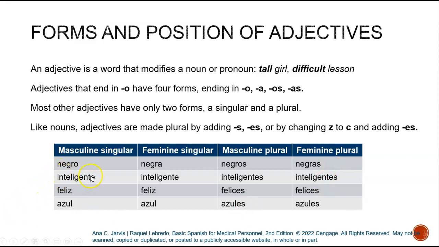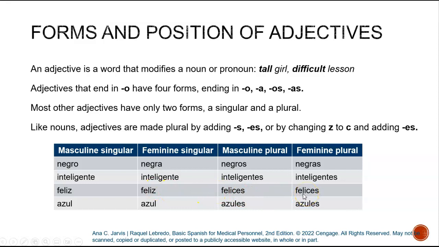If an adjective ends with any other ending, you're not going to have a feminine, but you can have a plural. So you have inteligente is masculine and feminine, but you can have inteligentes to be plural, whether it's masculine or feminine. For feliz, if an adjective ends with a Z, there's a little exception to the rule. You're doing more than just adding an ES, you're changing the Z to a C. So you go from feliz to felices.